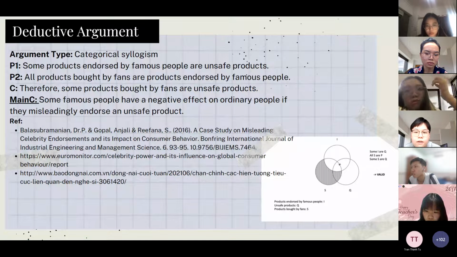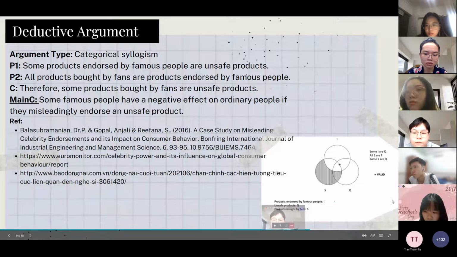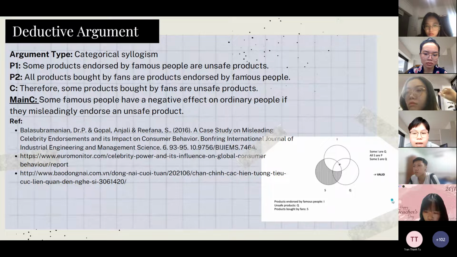The symbolism of the Venn diagram is: products endorsed by famous people is I, unsafe product is Q, products bought by fans is X. So we have some I are Q, and all X are I. Therefore, some X are Q, and it is valid.